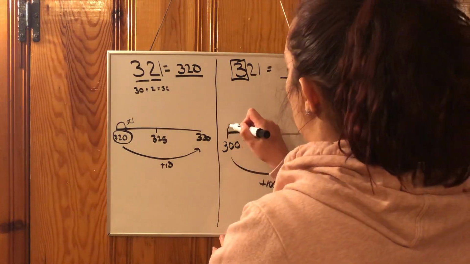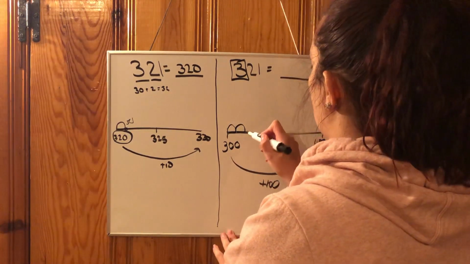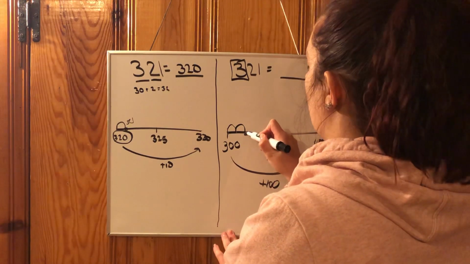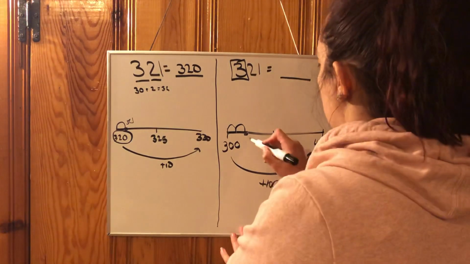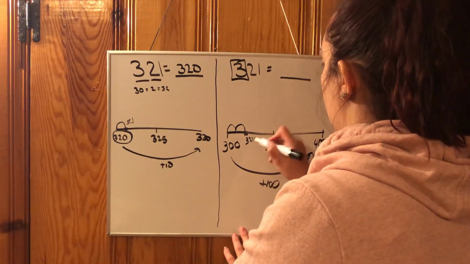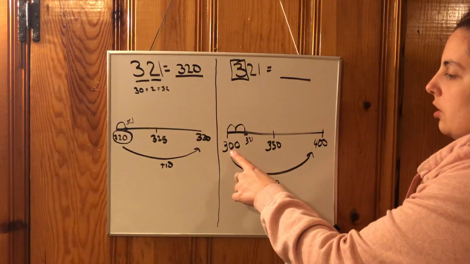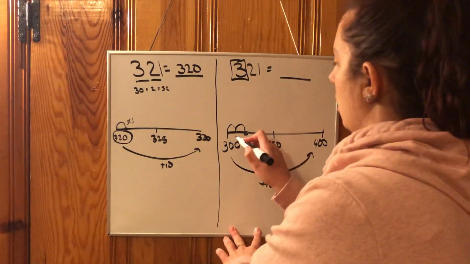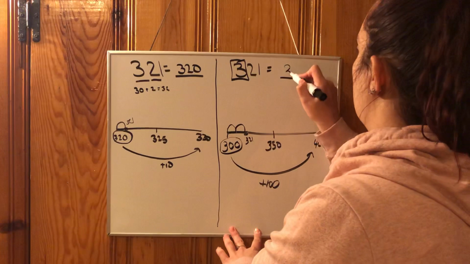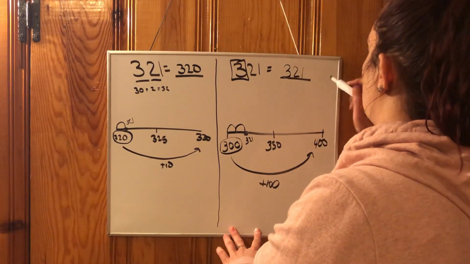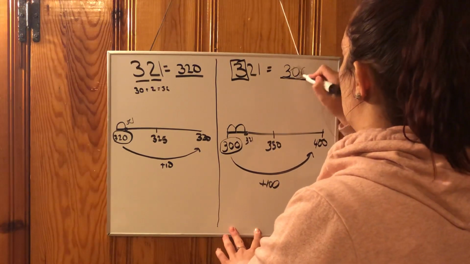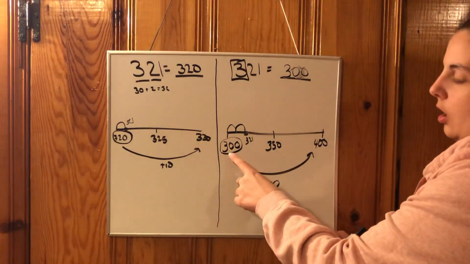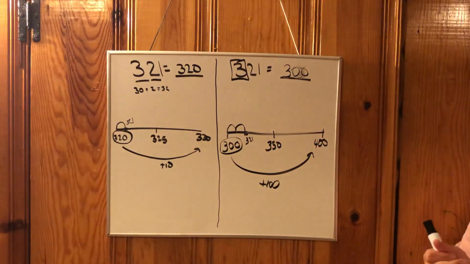300, 310, 320. I'm going to stop there because if I go to 330, I went too far. So 321 is right around there. It's closest to 300. So 321 rounded to the nearest 100 is 300 because it is closer to 300 than it is to 400. Take a few seconds to look at that.